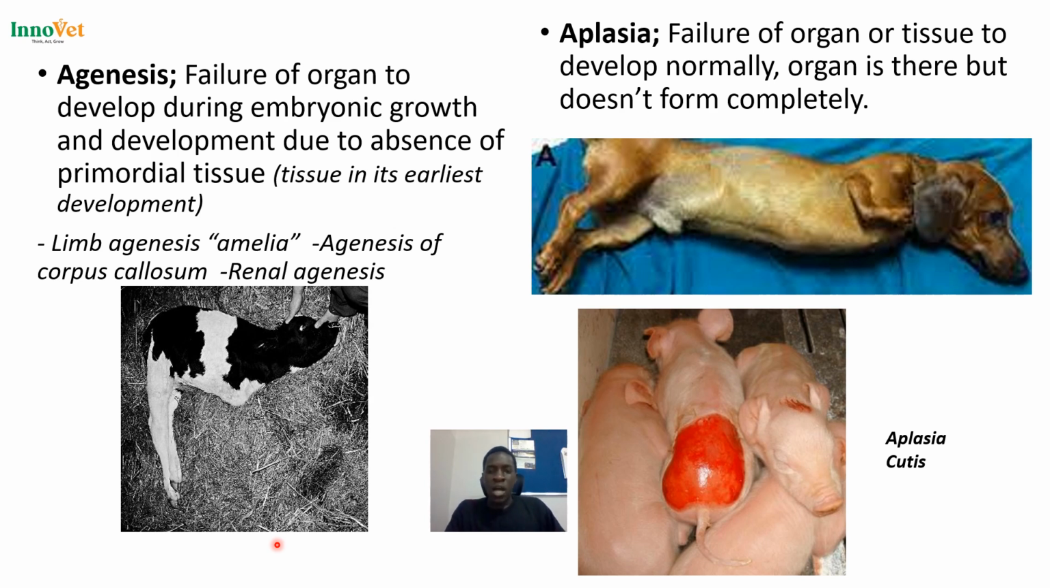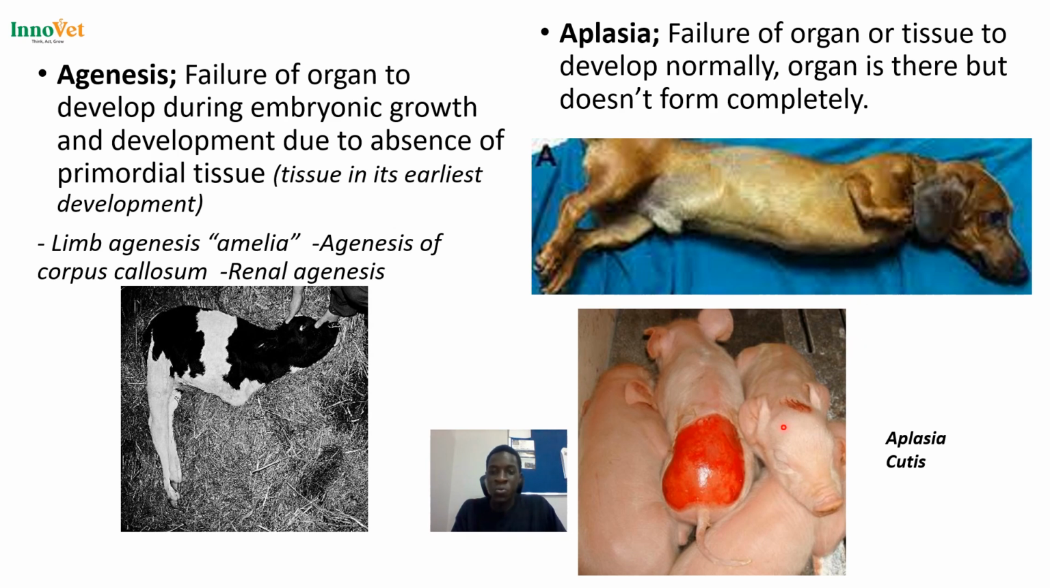Then we can also have aplasia. Aplasia is the failure of the organ or tissue to develop normally, meaning that the organ will be there, but it has not yet developed completely. And in this first picture, we can see that these dog's forelimbs are there, but they are not developed according to the way they should be.